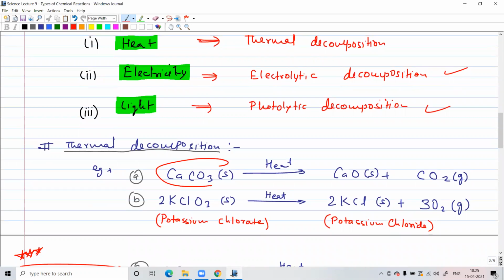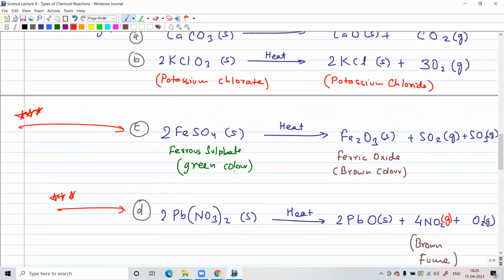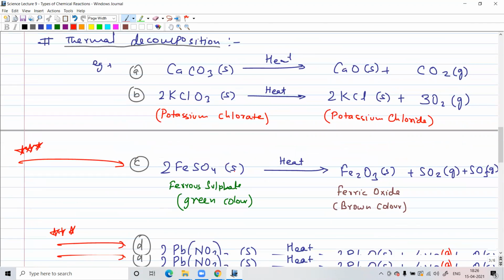Like for this example, calcium carbonate, you have to use heat. You can't use electricity for that. You can't use light for this one. It will not work. It has to take heat only. That's why this is an example of a thermal decomposition reaction. And one quick note, whenever you are trying to break down something with heat, mostly it will be solid. Most of the examples you see are solid breaking down into some other solid and gas.